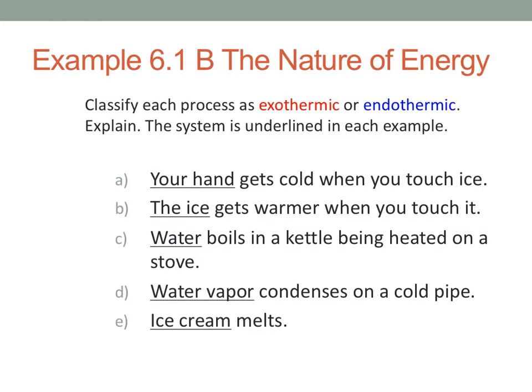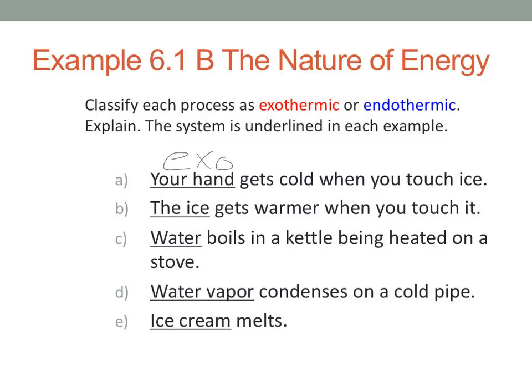Here's a couple more examples. And this time we have to understand system and surroundings. Because one thing gains energy, the other loses energy in an equal amount. In this case, the system is underlined, and are these processes exothermic or endothermic? Your hand gets cold when you touch the ice. Well, your hand is getting cold because it is losing energy. All the energy is going into the ice.